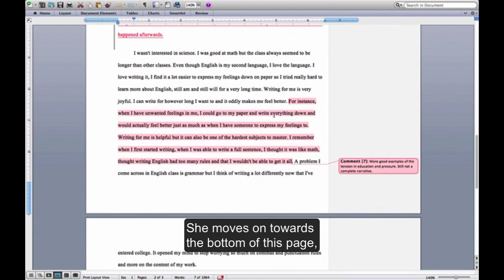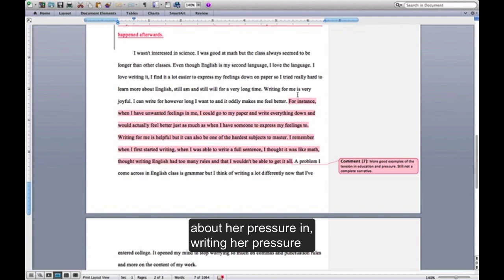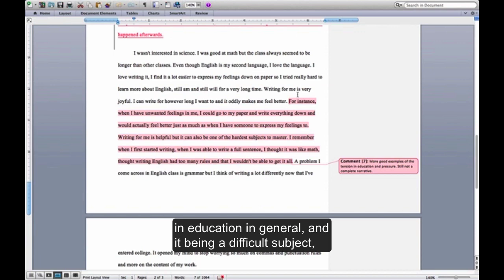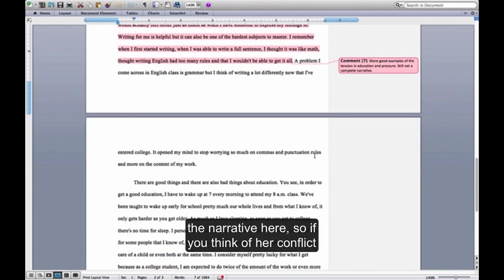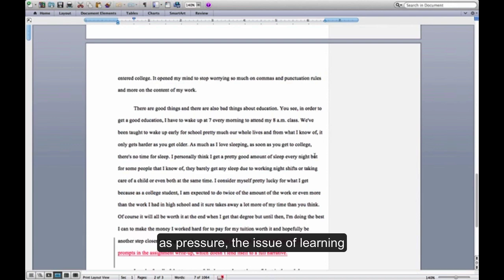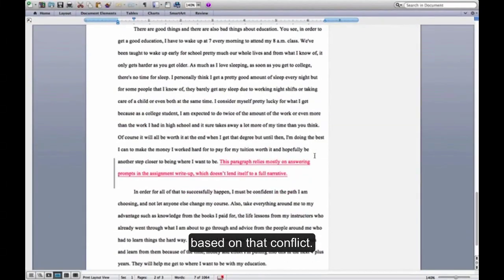She moves on towards the bottom of this page and talks more about this pressure, about her pressure in writing, her pressure in education in general, and it being a difficult subject. Again, she's really tiptoeing around the narrative here. So if you think of her conflict as pressure, the issue of learning English as a second language, that could be a perfect narrative, or the issue of her parents wanting her to follow a specific career path, that could be a perfect narrative based on that conflict.